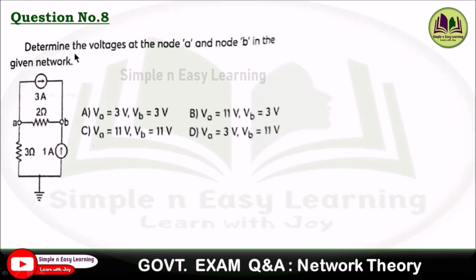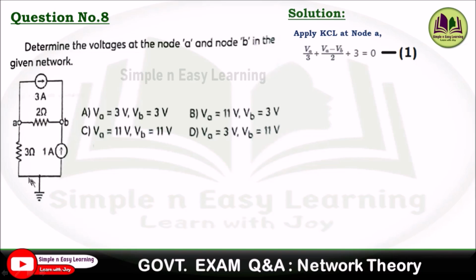Question number 8. Determine the voltage at the node A and node B in the given network. Observe the network carefully. So here node A and node B, at these two nodes we need to find the voltage. So these are the options given. Solution. So apply KCL at node A. So at node A, VA by 3. So we are applying KCL for this branch. VA by 3 plus VA minus VB divided by 2 plus 3, that will be equal to 0, or else we can put equal to minus 3.